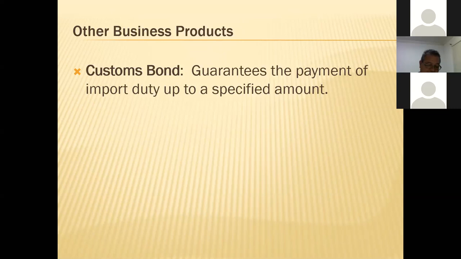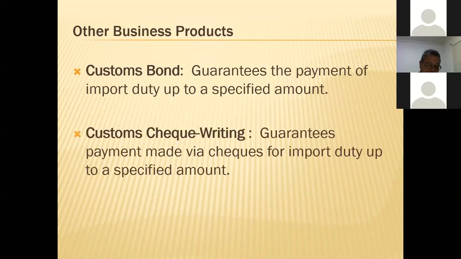The next one is the customs check writing bond. This is again also for the Customs Department, for clearing items with customs. But in this instance, you do have insurance involved. With the customs bond, you don't have to take any credit check or draft money on it.